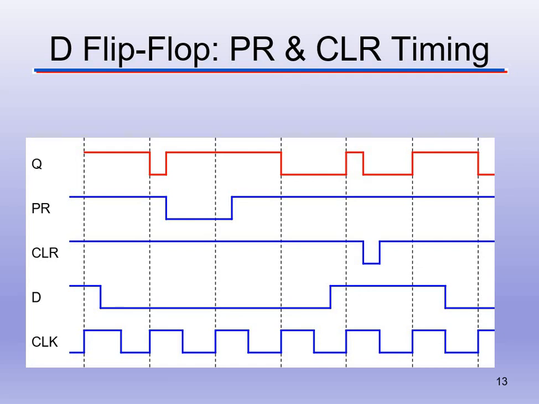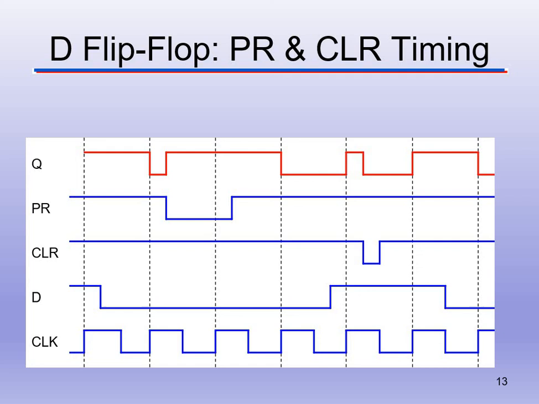Then look what happens. Before we get to the next rising edge of the clock, we hit the preset. The preset button is hit, so Q automatically will jump up to 1. So these are the only conditions where Q does not follow D: when we have preset and clear.